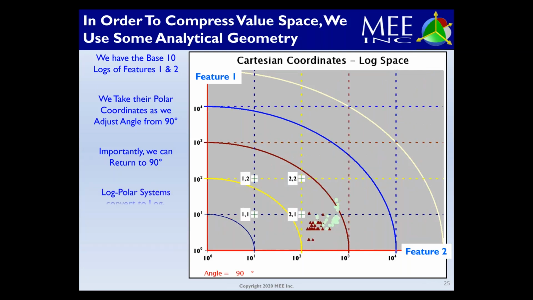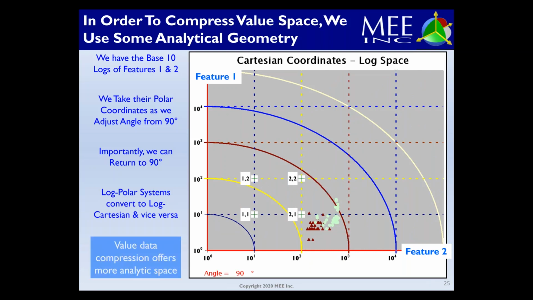And so, again, crucially here, these systems convert from log polar to log Cartesian, and vice versa. Why are we doing this? Well, we want data compression, which is going to allow us to do more analytics. So what's the next extension of this, you might ask? Well, let's take a look.